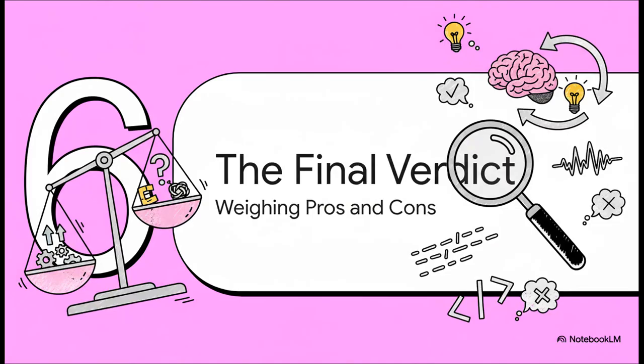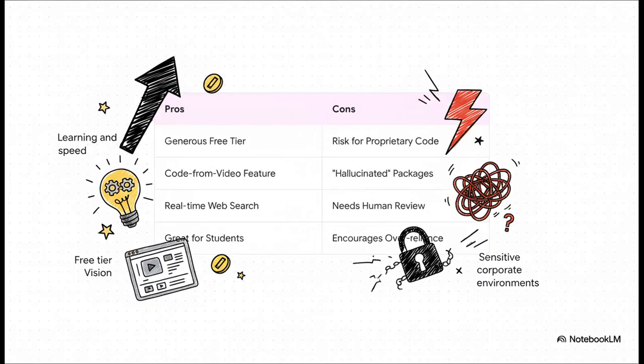Okay, so after looking at all that, what's the final verdict? Let's put it all together and weigh the good against the bad. And this really lays out the core trade-off, doesn't it? The pros are huge. That super generous free tier, the unique code from video vision feature, it's amazing for students and for learning. But the cons are just as big. You've got major risks with proprietary code, the danger of those hallucinated packages, and the fact that the code it generates absolutely requires expert review. For a big company, those are serious red flags.